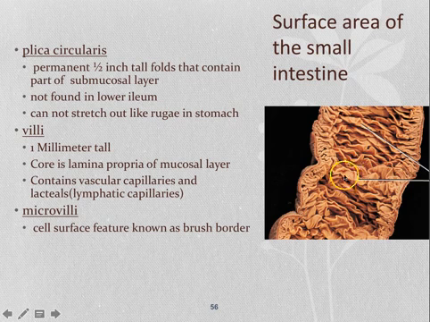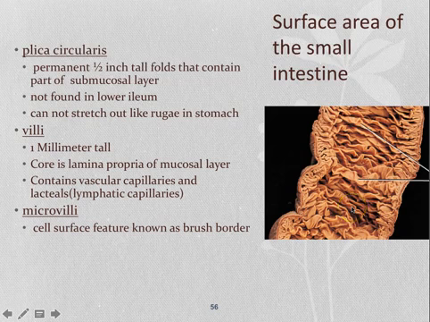So these are those folds I mentioned just a moment ago. They're called plicae circulares. So you can kind of see this roughly. Those are actual permanent folds. So they differ from the rugae in the stomach in that the rugae in the stomach can be stretched out and flattened, right? These cannot. These are permanent folds in the small intestine.